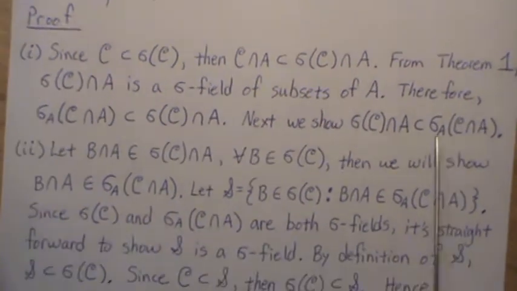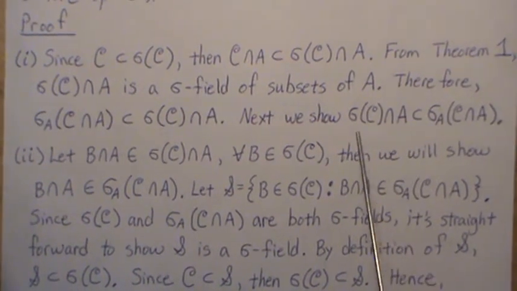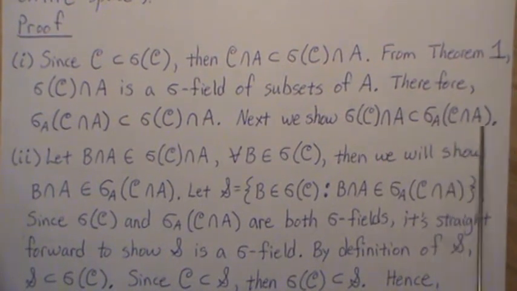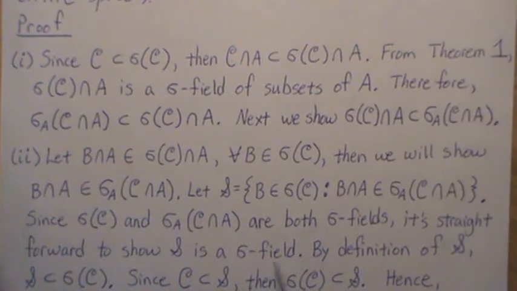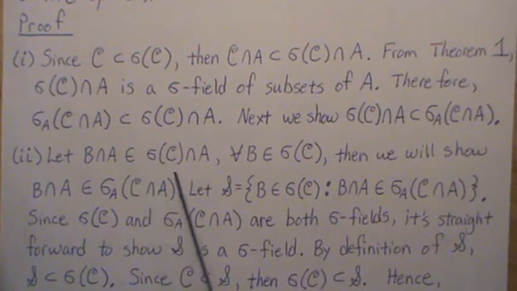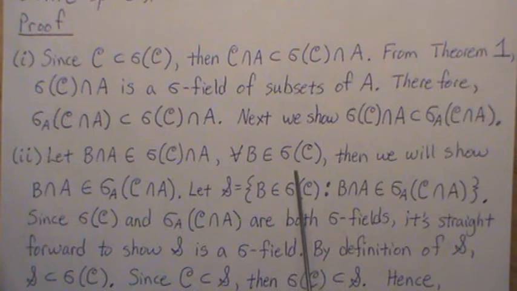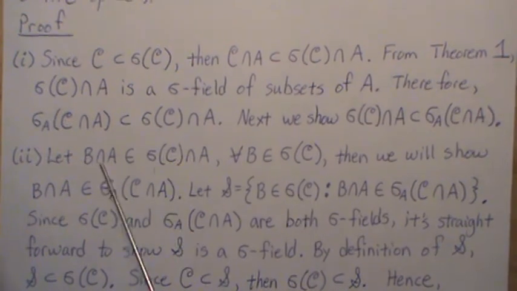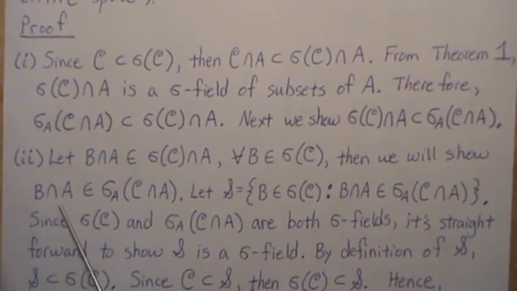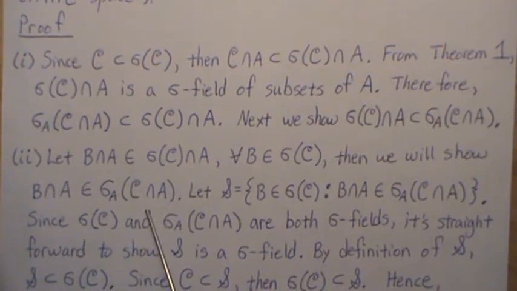sigma field. Now, to do that, we're going to pick an arbitrary element in this set and show that it has to be in this set, and that means that this is a sigma field that is a subset of that. So let B intersect A be an element of this. And this is for all B in the sigma field generated from the class, right? B in this. Then we will show that this element is also an element of this set.